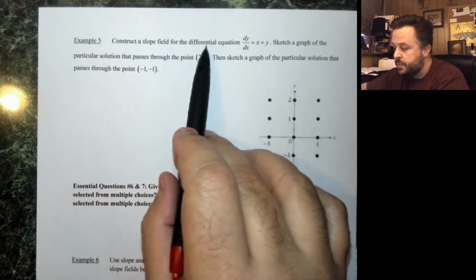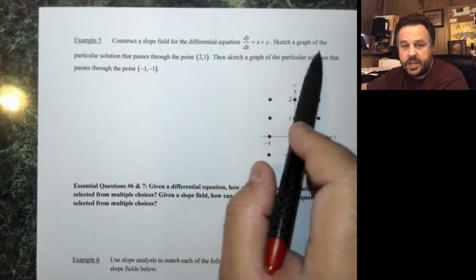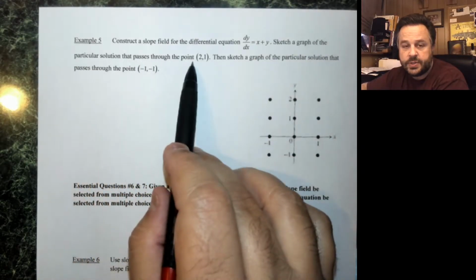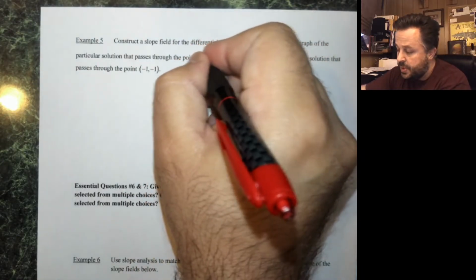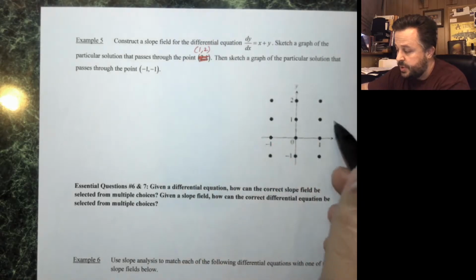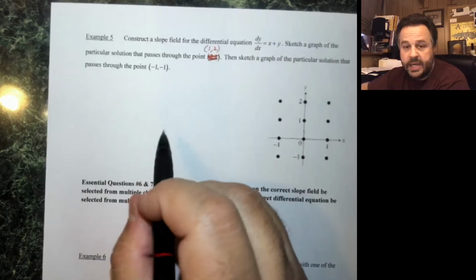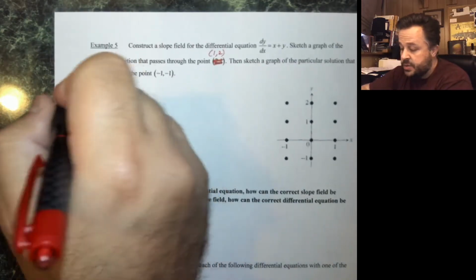So construct a slope field for the differential equation dy/dx equals x plus y. Sketch a graph of the particular solution that passes through the point, and this needs to be the point 1, 2, because we don't have the point 2, 1 on this graph. Then sketch the graph of the particular solution that passes through the point negative 1, negative 1. So let's just jump right into it.